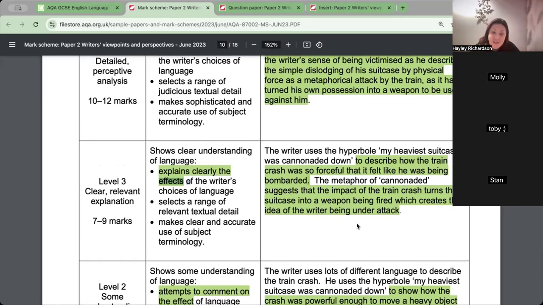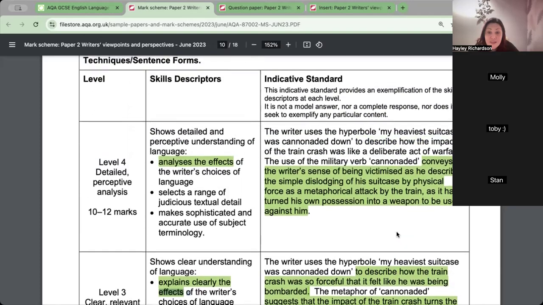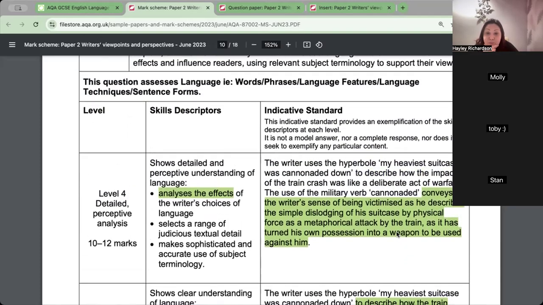Yeah, that's the image we're trying to get, and we know that's true because we see that from the short sentences later. Where's the reference to the short sentences here? Yeah, to back this up even more. And at the top level, the writer uses the hyperbole, "My heaviest suitcase was cannonaded down," to describe how the impact of the train crash was like a deliberate act of warfare. There we go, deliberate. The use of the military verb cannonaded, lovely.